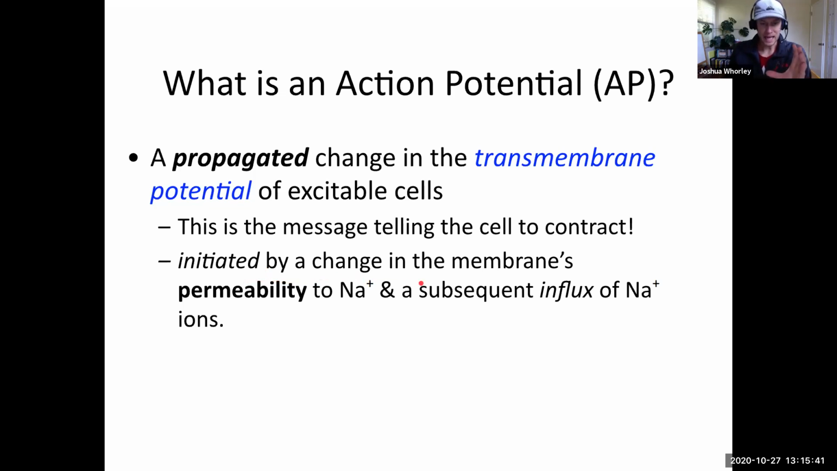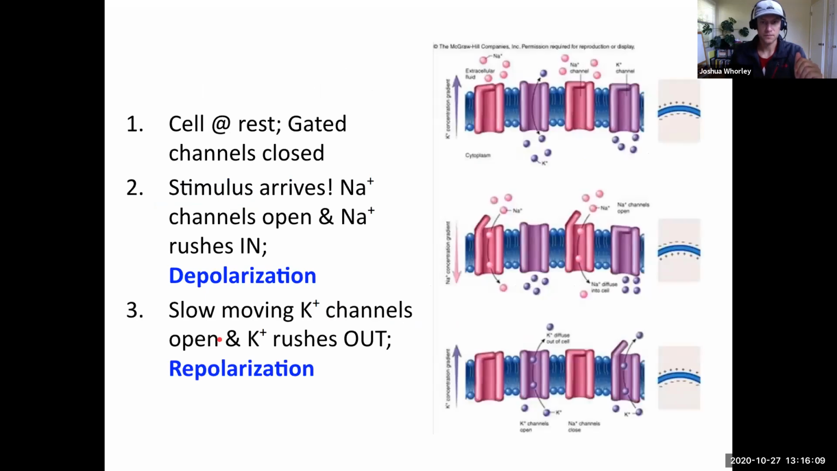And that allows sodium to rush down its concentration gradient. And if you remember, the concentration gradient is very strongly pulling sodium in. So sodium is very highly concentrated outside the cell, and both the electrical and the chemical gradient are for sodium to move into the cell. So once a cell is excited and those gated channels do open, we get an influx of sodium ions into the cell.